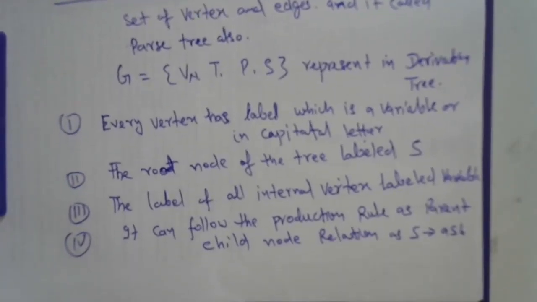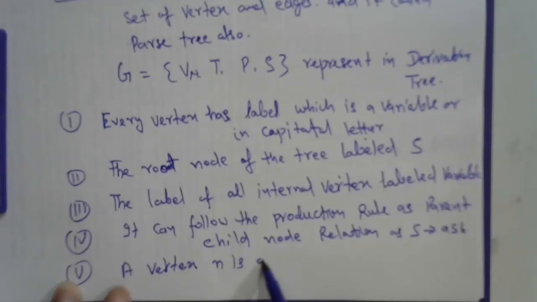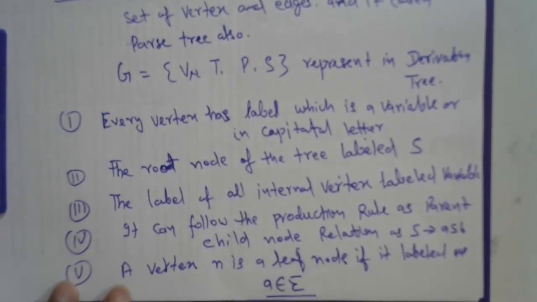And the final rule, the last point, is that a vertex n is a leaf node if it is labeled as A tends to sigma. These are the overall rules of the derivation tree.